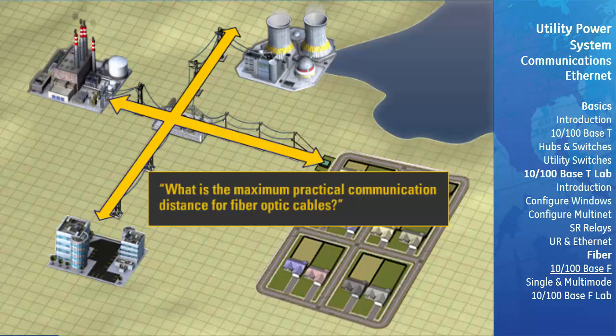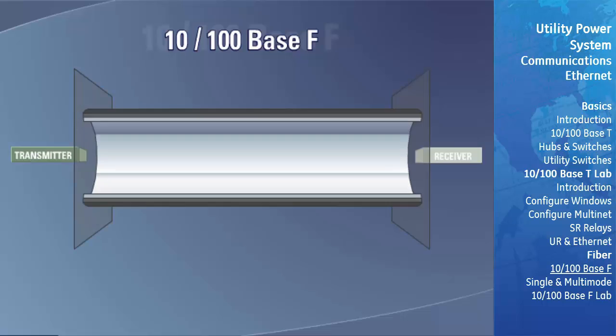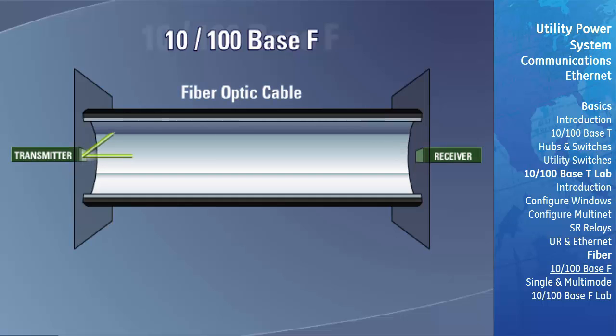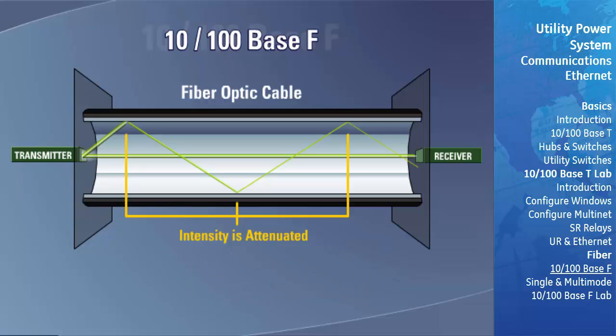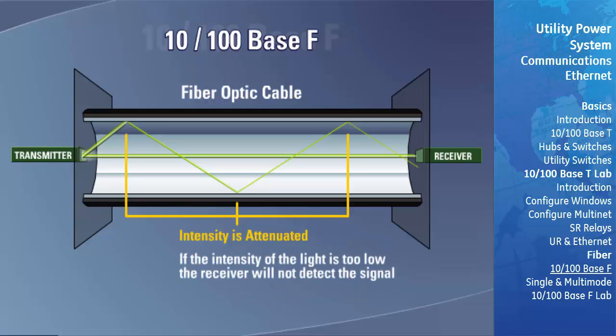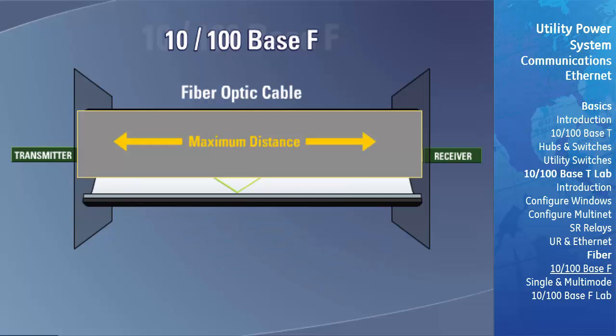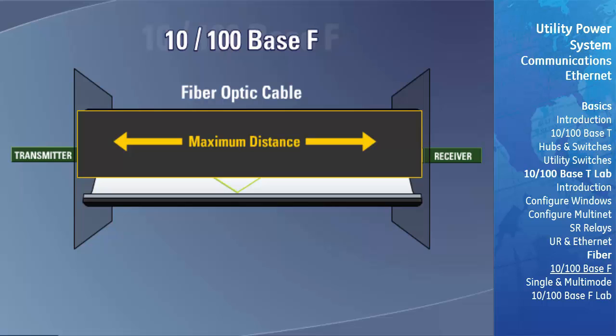Inevitably, the question arises, what is the maximum practical communication distance for fiber optic cables? The answer isn't straightforward, but must be calculated. First, we must understand that as the light travels from the transmitter to the receiver, the light's intensity is attenuated. Attenuation is measured in decibels and can be considered as the decrease of signal strength as it travels through the light path or medium. If the intensity of the light is too low, the receiver will not be able to detect the signal. The maximum distance is calculated in the following way.